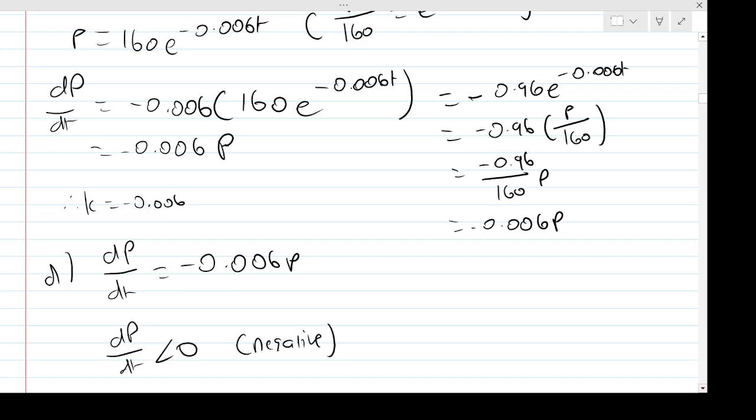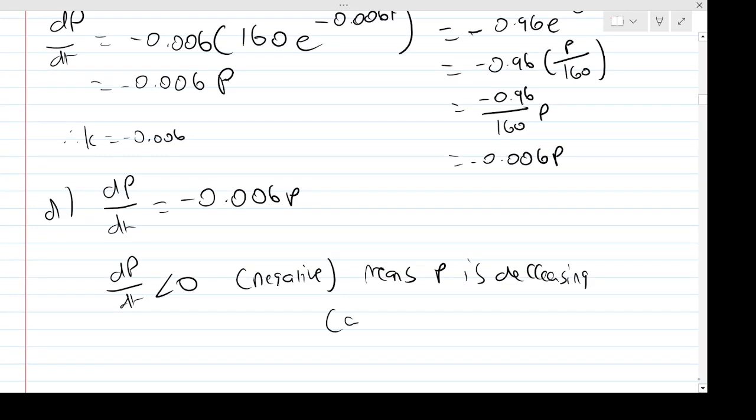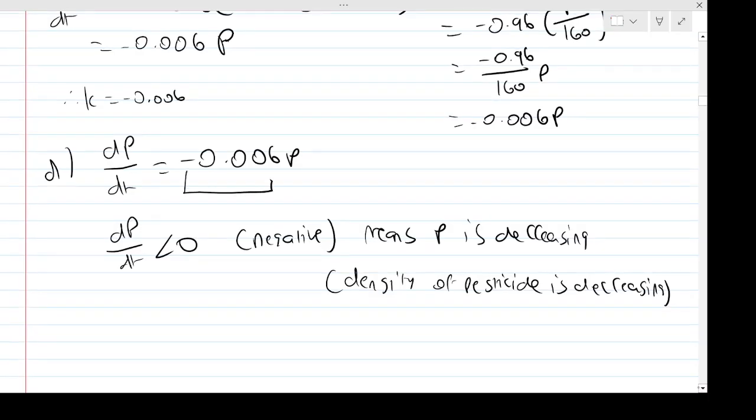So think back to when we did differentiation. That means that p, the function, is decreasing. And remember p is the density of the pesticide, so the density of the pesticide is decreasing. And that's what that means. And it's decreasing by a factor of 0.006. And that's what that means.